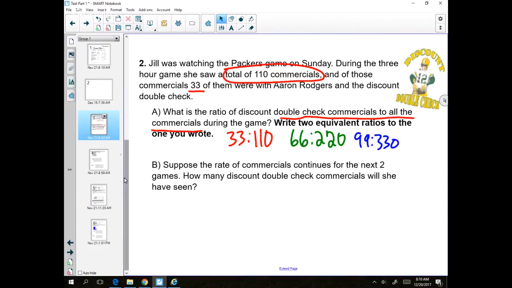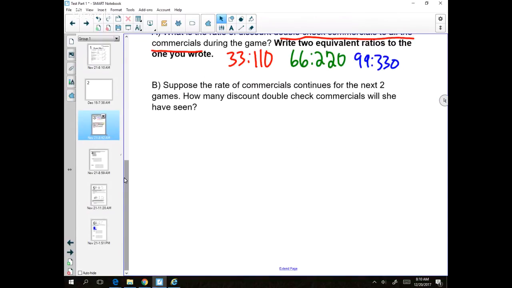All right. So going to the next one, B. Suppose the rate of commercials continued for the next 2 games. How many discount double check commercials will she have seen? So we're going to assume it says that this rate is going to continue for the next 2 games. So that was the first game, okay? And we kind of did this problem, started at least. This is the second game. This is the third game. So she watched the first one, then the next 2.